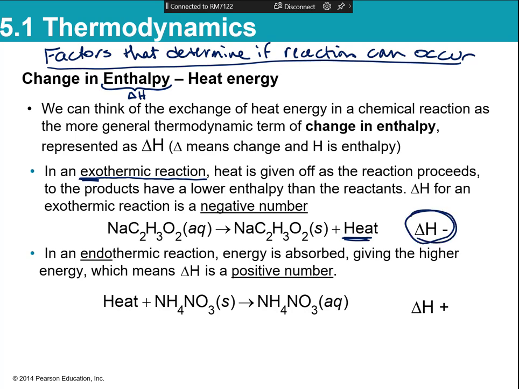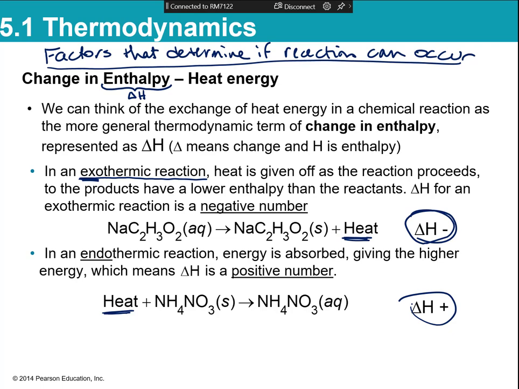If heat is absorbed, like the one below, then it's considered endothermic. So endo means to go in, exo means to come out. So endothermic means that heat is getting absorbed in the reaction. So if heat has to go in, then that delta H is a positive number.